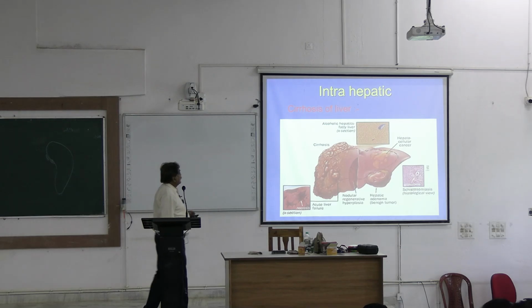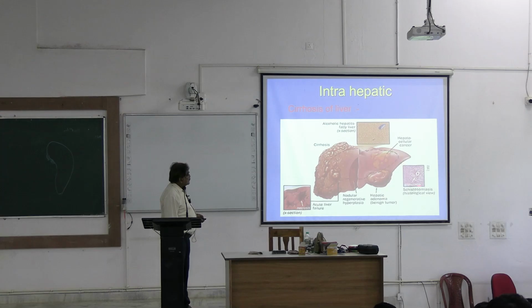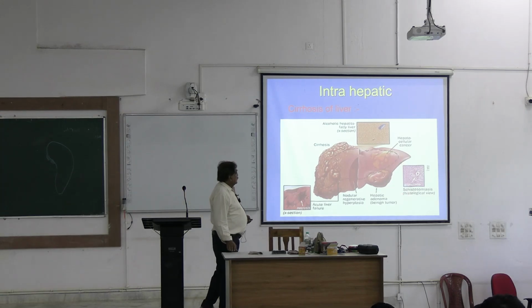Now, intrahepatic. Now, this is the alcoholic hepatitis, fatty liver. This is the cross section, this is the histological section. Now, necrosis of the liver. Now, you see the cirrhotic liver, nodular, degenerative, and acute liver failure. Now, this is schistosomiasis, hepatic adenoma, nodular degenerative hyperplasia.